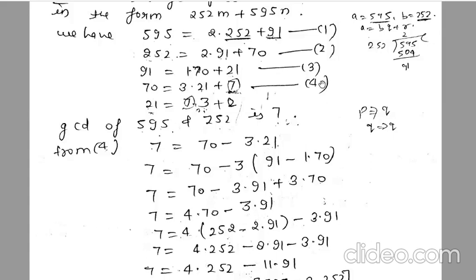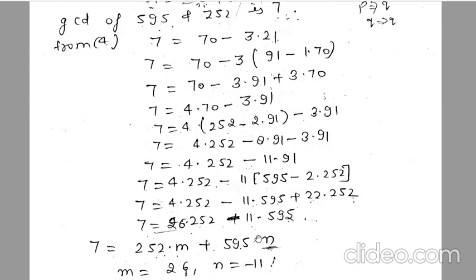Right? Now here, find the value of 70 from the second equation. So 70 is 252 minus 2 into 91. So minus 3 into 91. So just multiply by 4 inside the bracket, then you will get 7 is equal to 4 into 252 minus 8 plus 3, that means 11 into 91. Here 91 is given 8 times, 91 is given 3 times, total will be 11 into 91. Now 7 is equal to 4 into 252 minus 11 into 91.